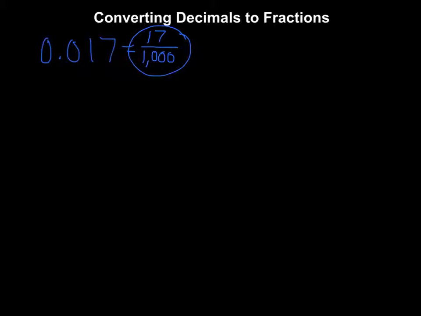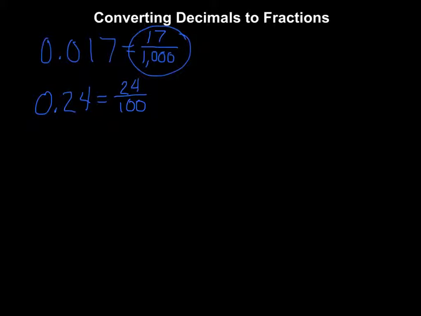For our next example, let's take a look at 0.24. So just like before, I'm going to ignore the decimal, and in my decimal places I see 24. So that's our numerator. The denominator, this is the tenths and this is the hundredths, so the denominator will be 100.